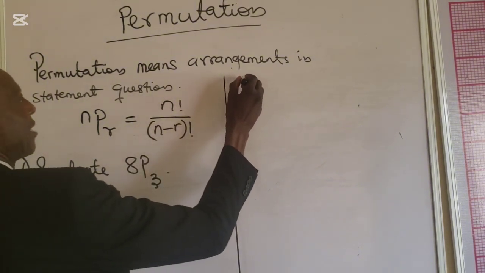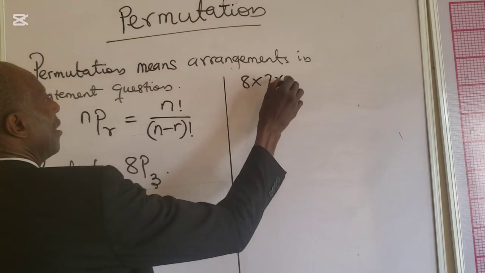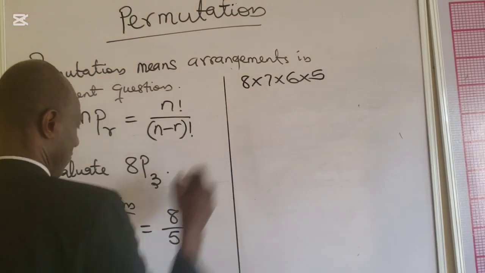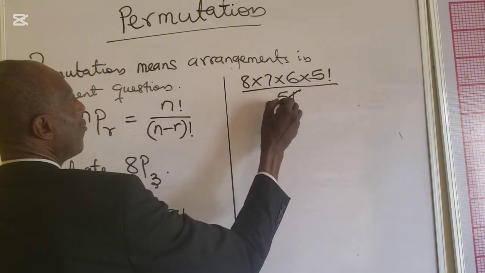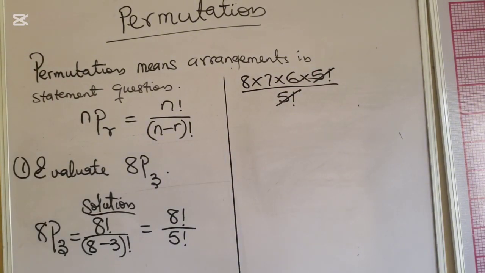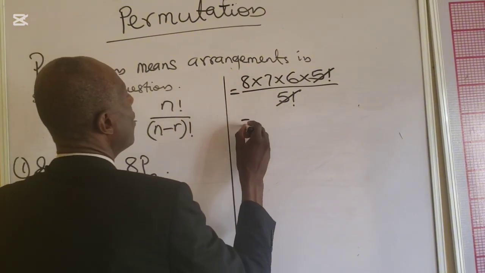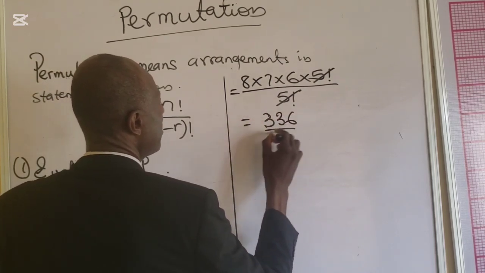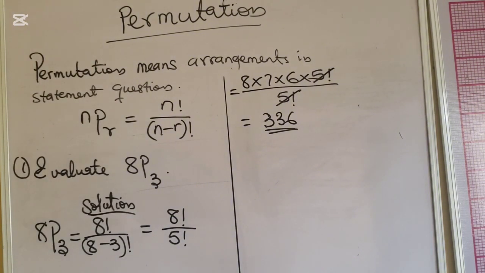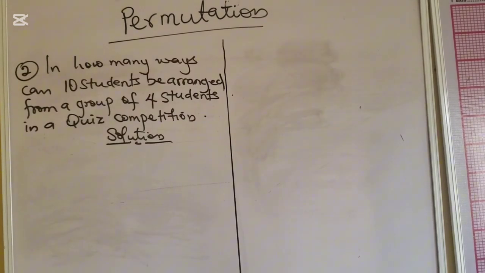So we can now say 8 factorial is 8 times 7 times 6 times 5 factorial, so we will stop there, over 5 factorial. So this 5 factorial will cancel 5 factorial. Now, what is 8 times 7 times 6? It gives us 336. The answer is 336.